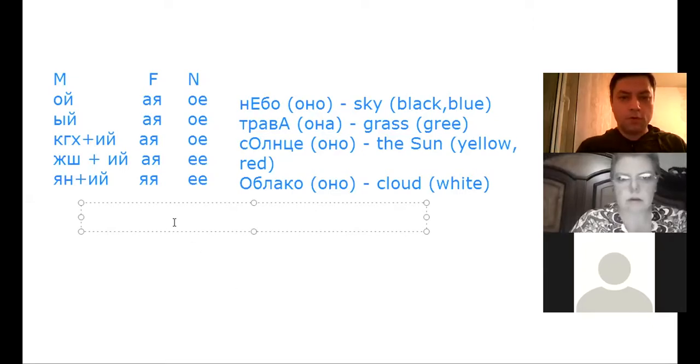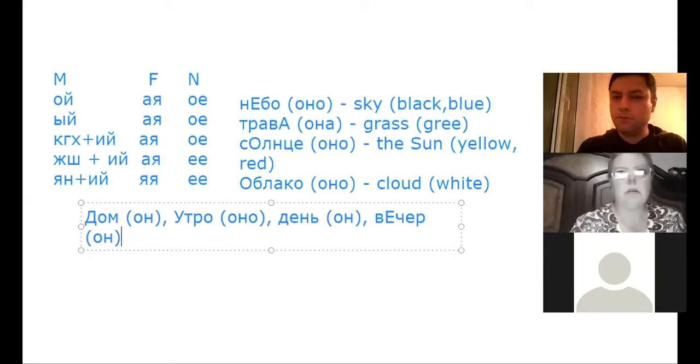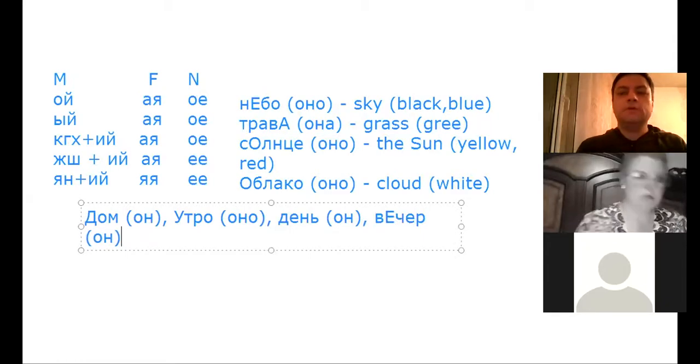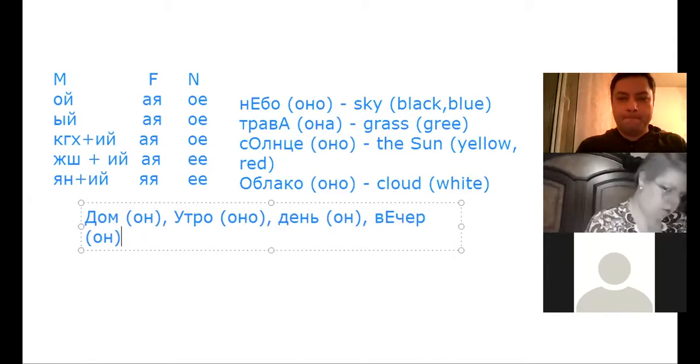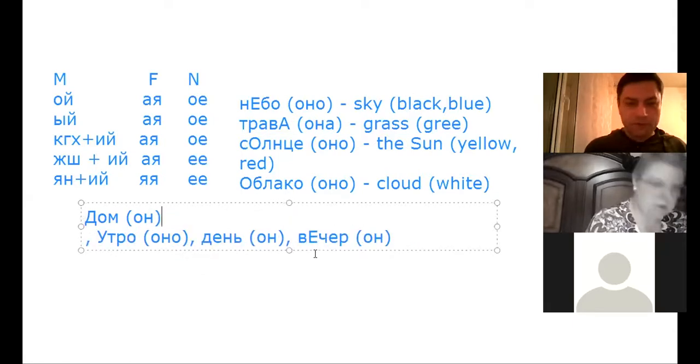Okay, and a few more words to learn, a few more nouns. So today we're going to learn about 10 words, maybe a bit more than 10. Дом. This is actually my favorite word in English. It means house or home. House, home.